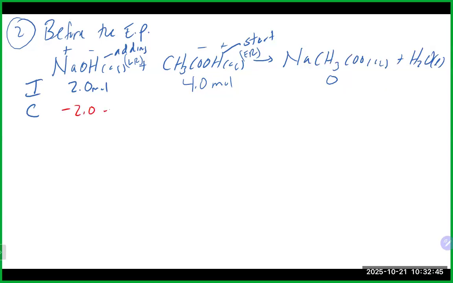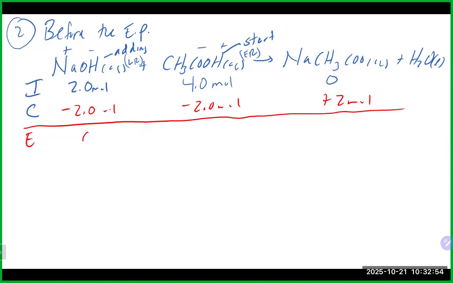So -2, -2, and +2 moles. That means that at equilibrium, we will have none of our sodium hydroxide. We will end up with 2 moles of this guy, and we will end up with my 0, and I guess 2 moles, that guy. All right, so just like normal here, super good practice to convert this back to molarity at this point.